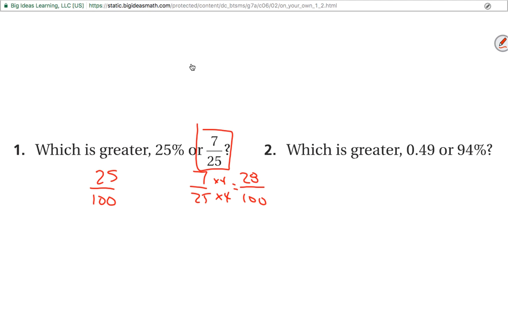Over on this one, 0.49, I'm going to change this decimal and move it to a percent, 49%, and compare it to 94%. Which one's bigger? 94%.